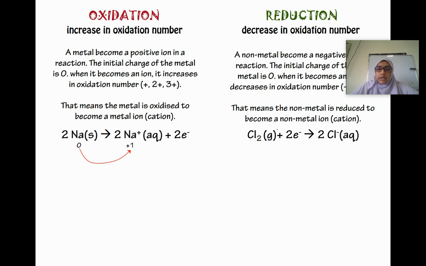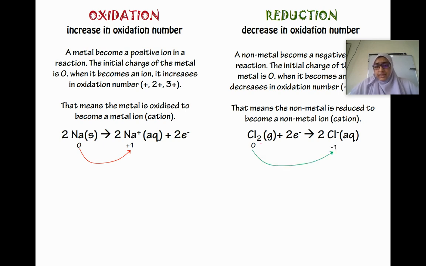All right. Now let's look at chlorine. Okay, chlorine gas, for it to become a chloride ion, it needs to gain electrons, right? So that's why this plus 2e is over here. When it gains electrons, it becomes a Cl minus ion, which is a -1 charge. So at first it's a free element, it is 0.